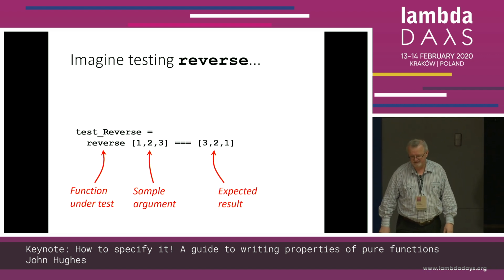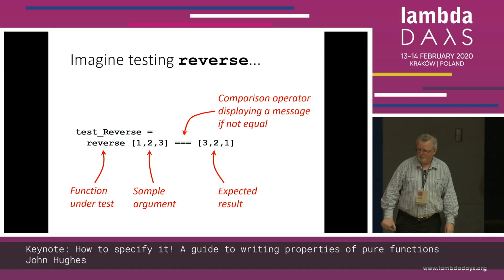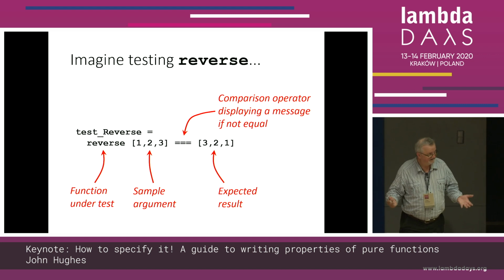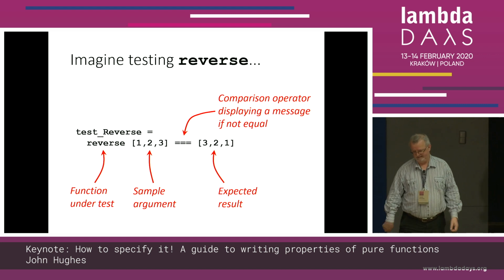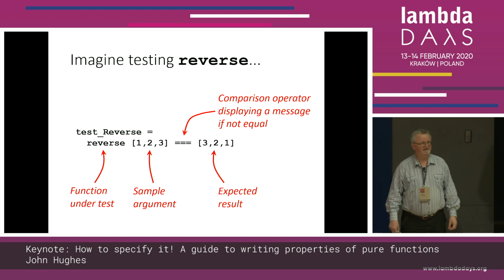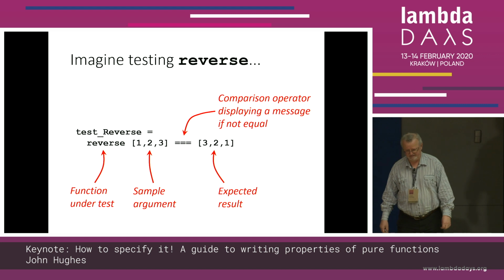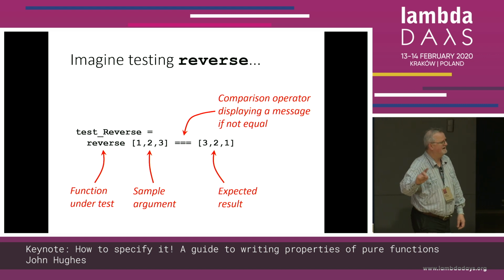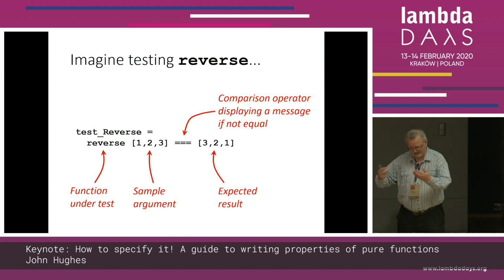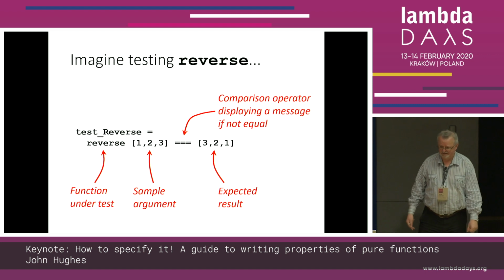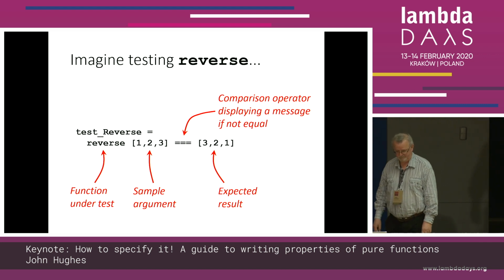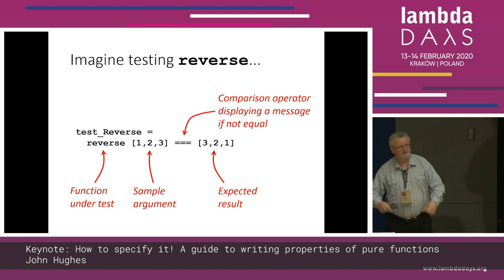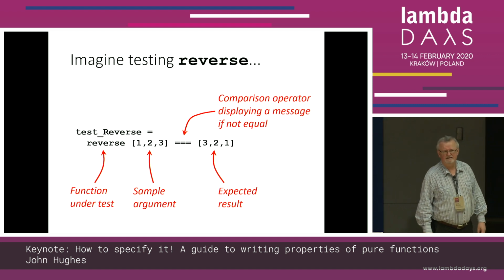We call the function that we want to test. We make up some sample argument for it. We figure out what the result should be. And then we check that that is actually the result that's returned. And this triple equal sign, that's just an equality test. But it's part of Haskell QuickCheck. It'll generate an error message. And the test will fail if those two values are not equal. OK, so that's straightforward.